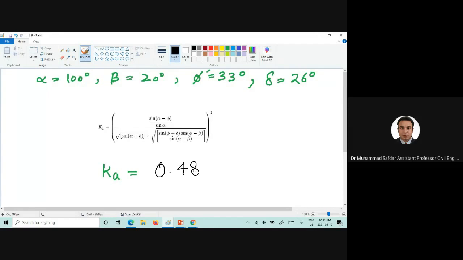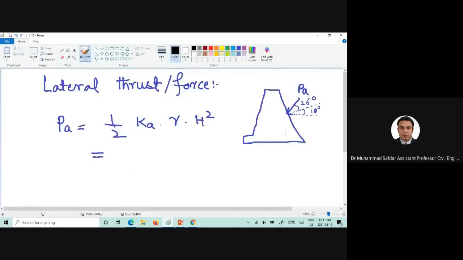Now we need to find out the lateral thrust, which is exerted. This PA value, the lateral thrust, would be exerted at an angle of 36 degrees from the horizontal. This would be 36 degrees. But if we draw a normal here, it would be 26 degrees from that normal.